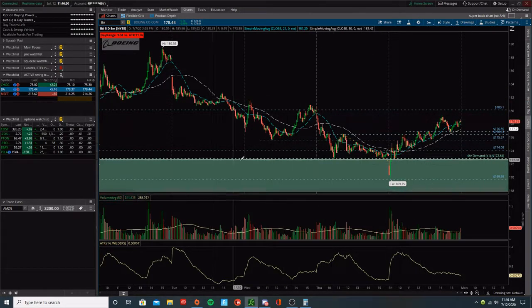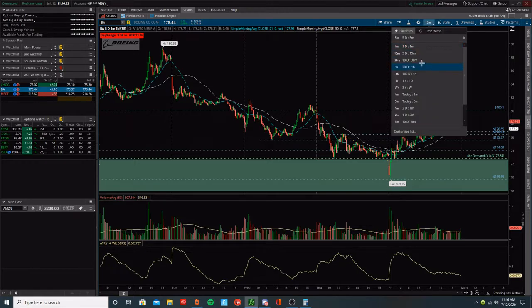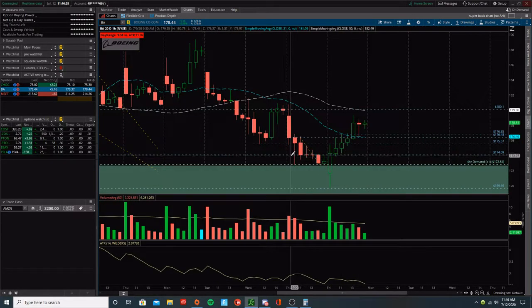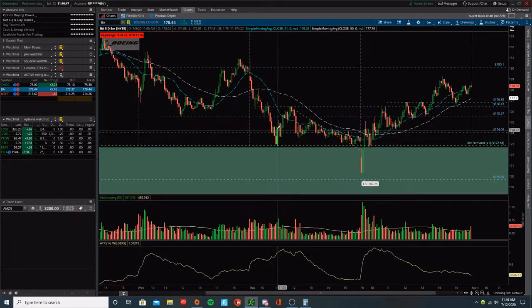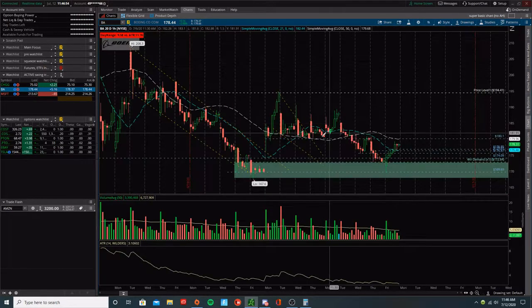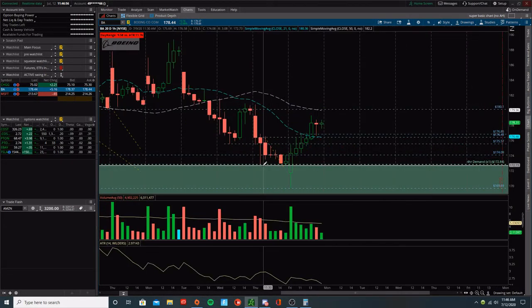So we entered Boeing on the 9th, I believe, right around here. I entered once, we saw a bounce, and then a drop, and then a bounce out of this demand zone right here. And we entered right around here. We got into August 21st, 210 calls, and Boeing went up and then came down the rest of the day.